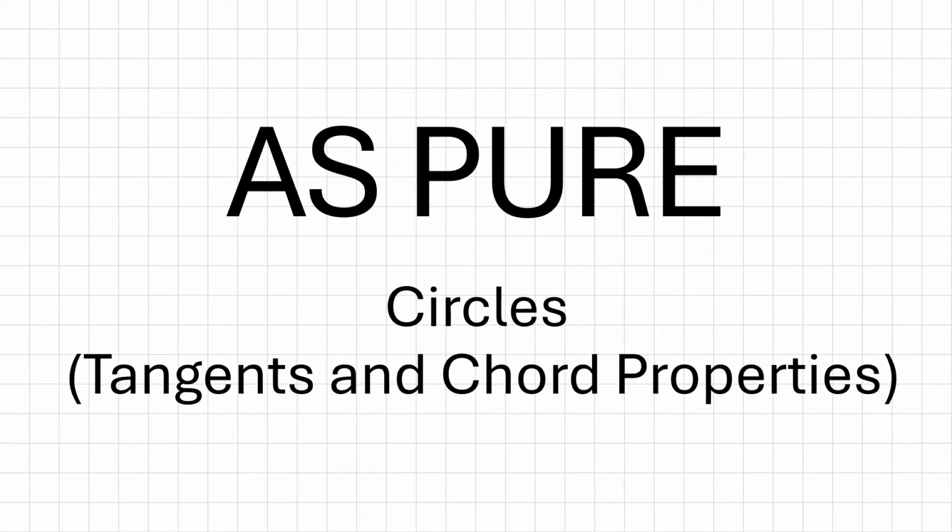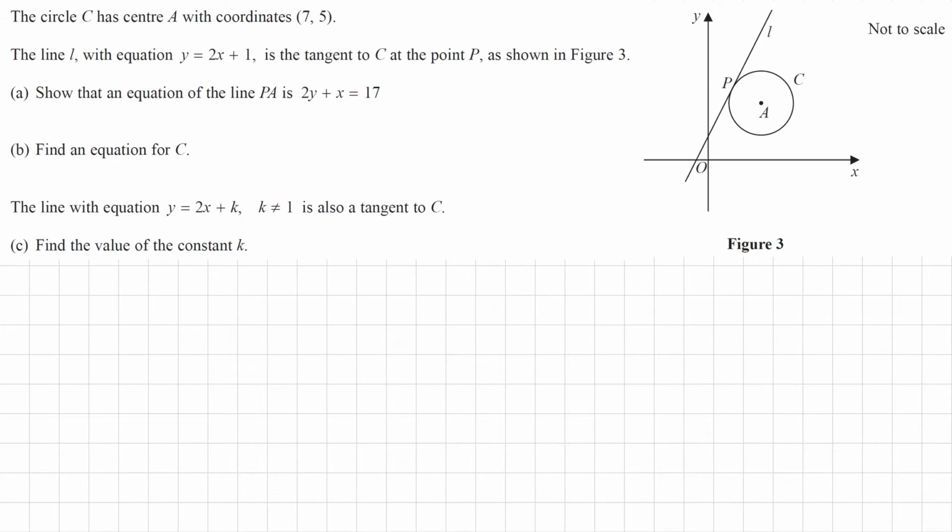This is an AS Pure question on circles and in particular tangent and chord properties. The circle C has centre A with coordinates 7, 5. The line L with equation y is equal to 2x plus 1 is the tangent to C at the point P as shown in figure 3. Part A, show that an equation of the line PA is 2y plus x is equal to 17.